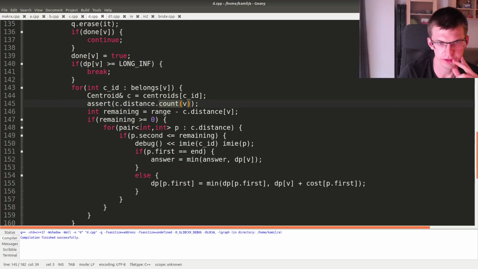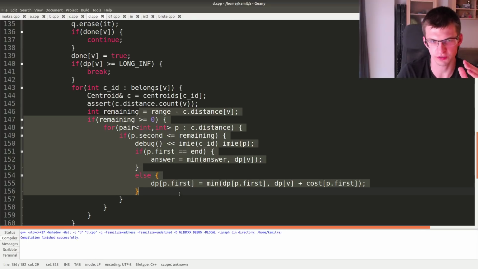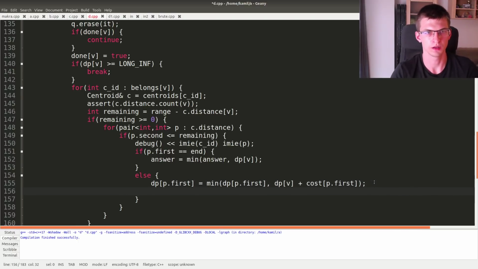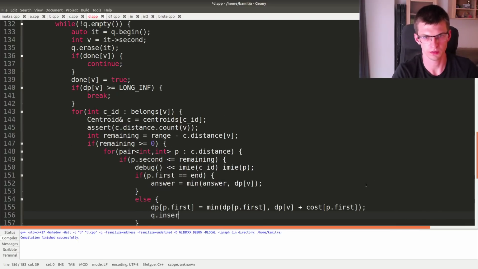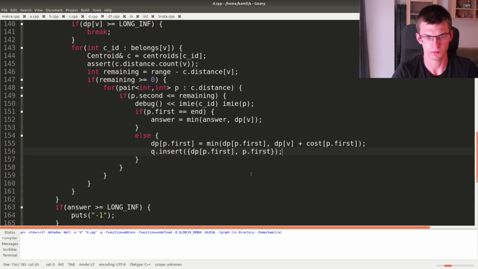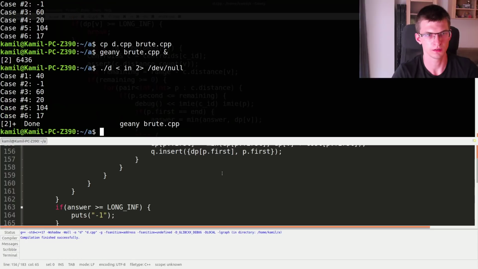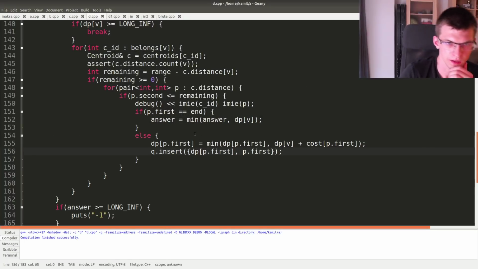Over centroids. For now, let's say this is like that. It's still too slow, but otherwise, and still correct. Yep.